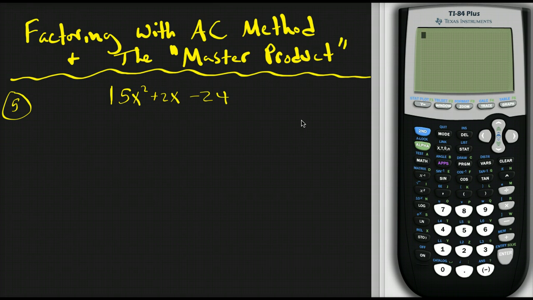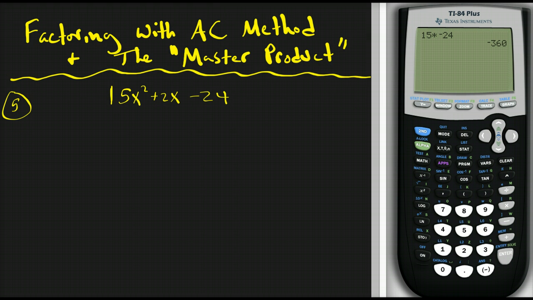For this example of factoring with the AC method in the master product, I wanted to use something that would involve a calculator and just a little bit more computation. So I've got this one here, 15x squared plus 2x minus 24. And I'm going to start out by multiplying my A term times my C term. So 15 times negative 24. And so 15 times negative 4 gives me negative 360.